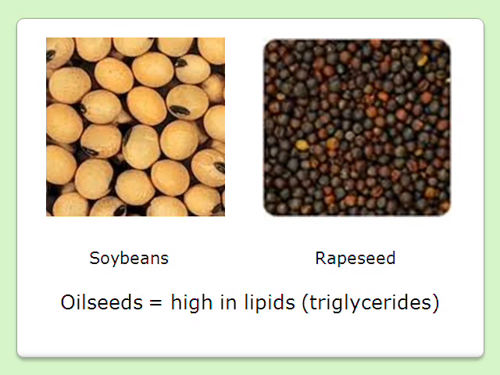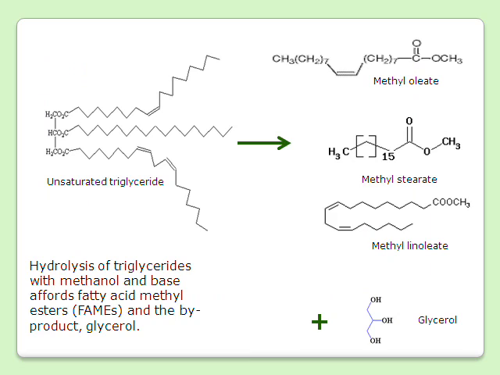Anyway, the reason that these oil seeds are used is that they're extremely high in fatty materials called lipids, and in particular in long-chain fatty acid-derived compounds called triglycerides. And the chemical formula of a triglyceride is shown on this slide. As you see there on the left, there are long carbon chains that are esterified with glycerol.